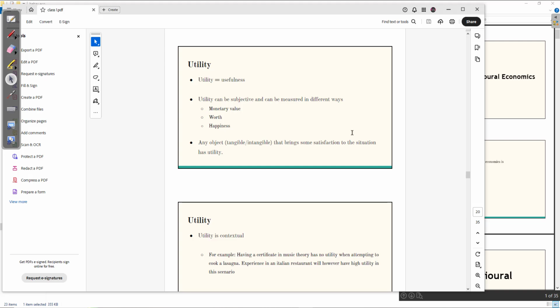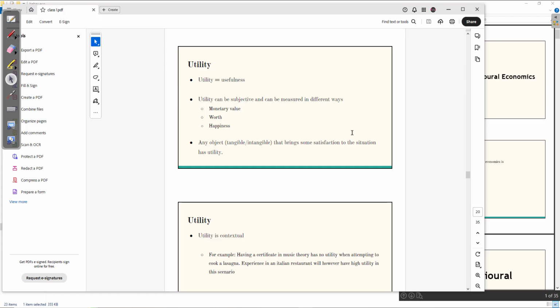Utility of something will vary from product to product, person to person, based on who you are, what you do, and your situation and everything. So there is no constant utility. It's not that one thing will have the same utility for everyone. The utility will vary from person to person, and even for a person, the utility of a thing will vary from situation to situation.